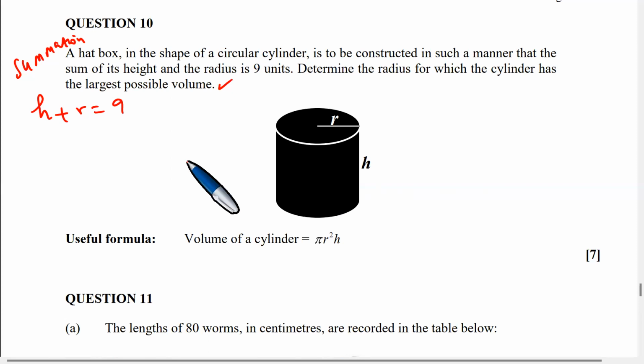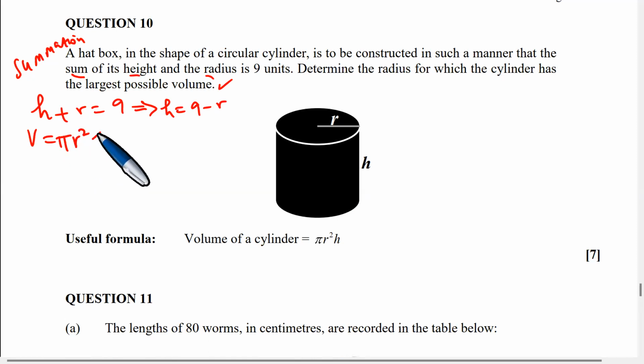Okay, right. What is the volume here? Here we can do a couple of things. The sum of the height and the radius: you add the height and the radius, you get 9, which means that the height is actually the same as 9 minus r. Then the next thing is you're going to find a volume. So the volume is the area of the base times the height. What is the area of the base? It is pi r squared, times h, which is the height.